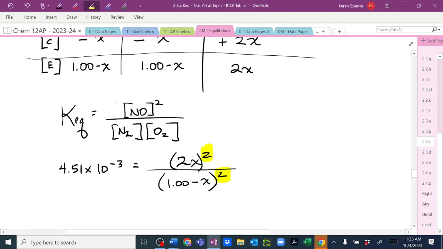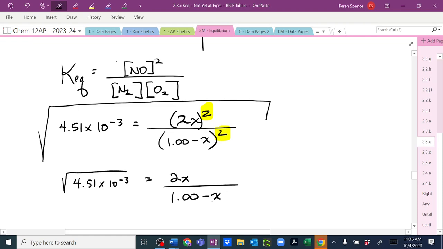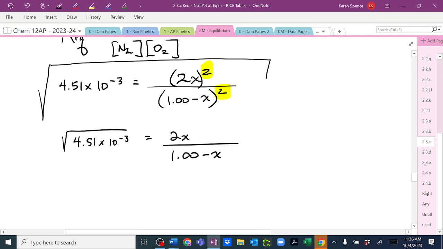Everything on the right-hand side is squared. So we can just do that. Yes, we can take the square root of everything. I'm going to write this out, but you can just do the square root here. The square root of 4.51 times 10 to the minus 3 equals 2x over 1.00 minus x. I probably wouldn't bother writing this step. I'd probably just write what the value is for the square root, but I just wanted to show you where the work is coming from.